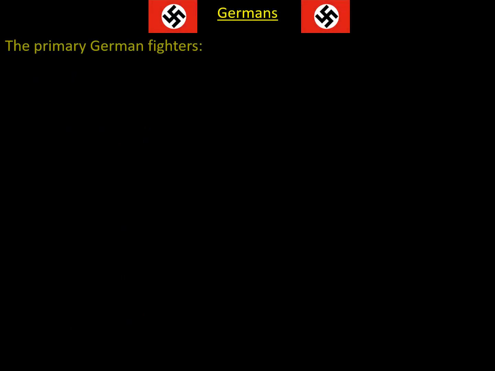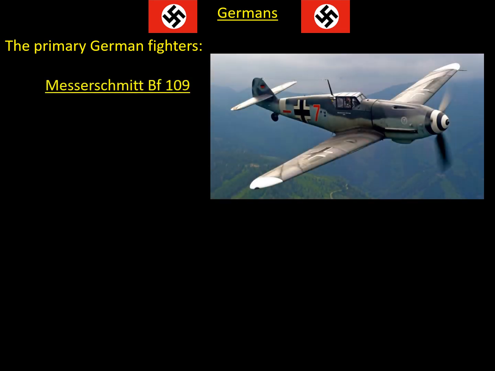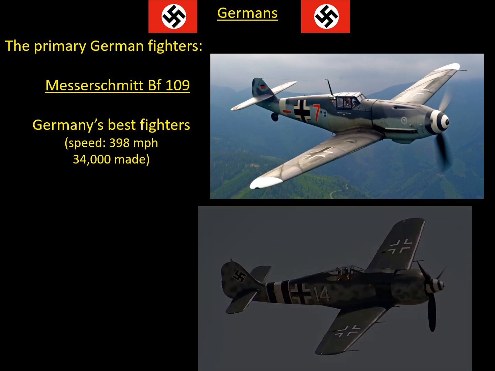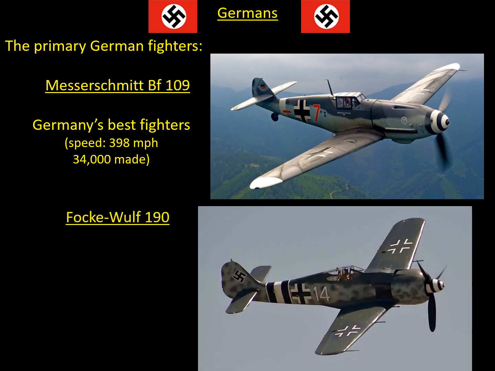Now we're going to look at the German fighters. The primary German fighters were the Messerschmitt 109. This was one of Germany's best fighter planes, speed of 398 miles per hour, and the Germans made 34,000 of them. The Germans also had the Focke-Wulf 190. This was very popular among the German pilots at a speed of 426 miles per hour and could take a lot of punishment before being shot down.